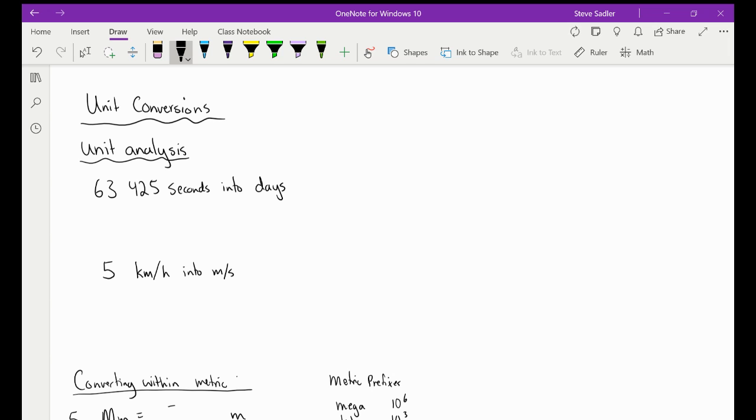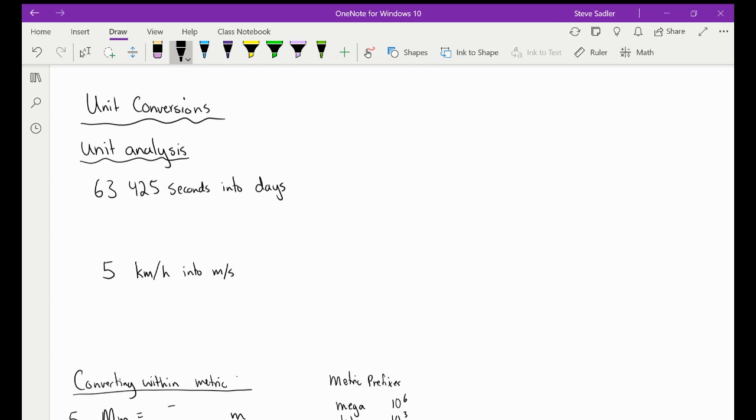I'm going to teach you two different ways of doing this. Unit analysis is the best way. I really like unit analysis. If you've done stoichiometry, it's the exact same thing as stoichiometry. And then I will show you a quick, cool little one-step method of converting within the metric system, which is a lot of times what we do, kilometers to meters, centimeters to meters, and things like that.